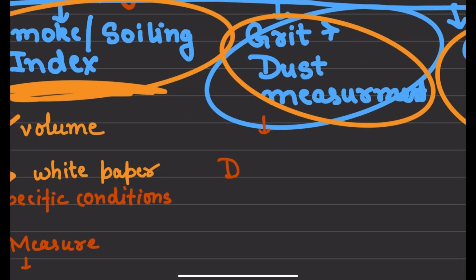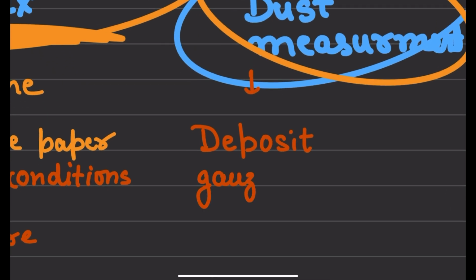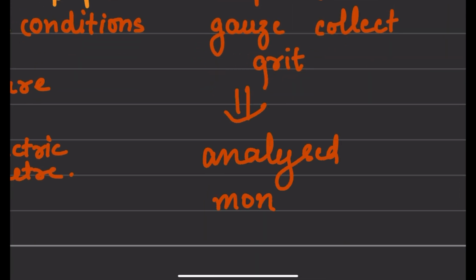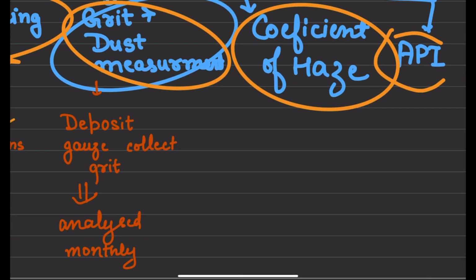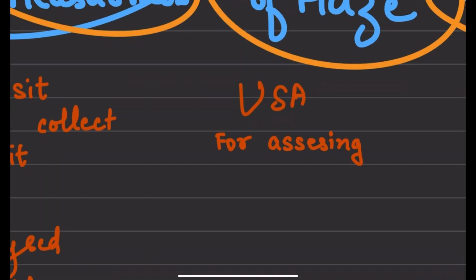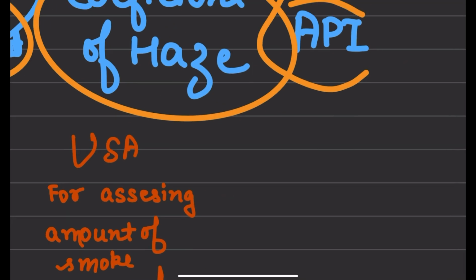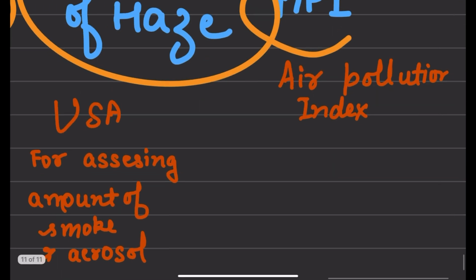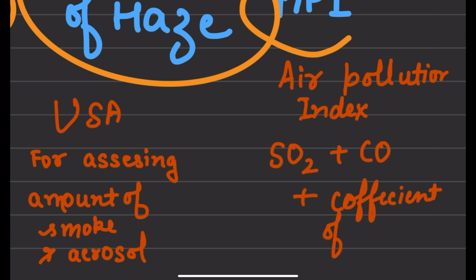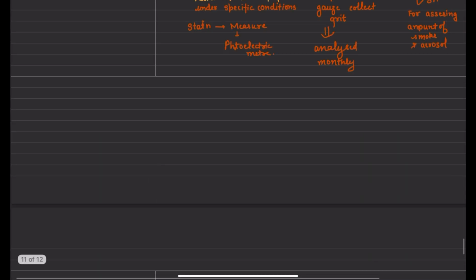Now we have grit and dust measurements, which involves a deposit gauge that collects the grit, and it is analyzed monthly. Coefficient of haze is used by the USA for assessing the amount of smoke and aerosols. Air pollution index involves carbon monoxide, sulfur dioxide, and coefficient of haze.